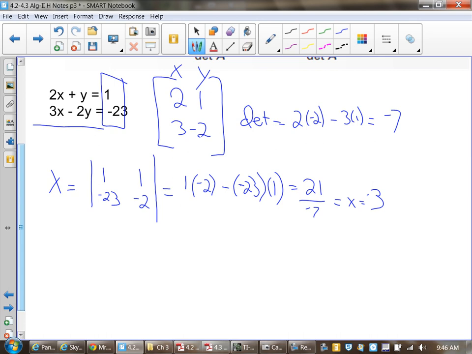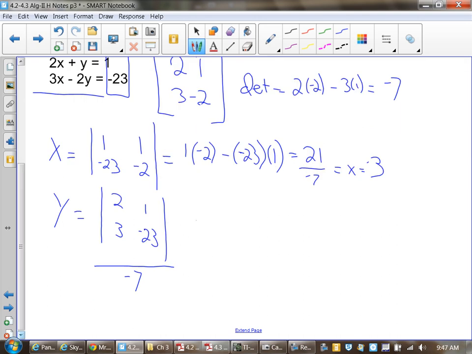When I'm solving for y, where do you think I put the answer column in then? On the y side. So I continue to go back to the original matrix. I have determinant of 2, 3. I want to put my answer column in for y now. And then I'm going to divide that by that original determinant, that -7. Okay? Get the determinant for the y value. You get 3 minus -46. Otherwise known as 49.